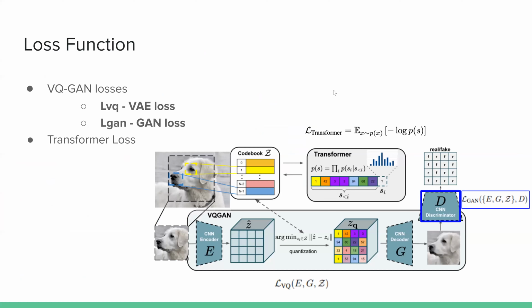Okay, I'm going to talk about the loss function. This is the architecture that Mehdi explained. We see that it has three parts: the VQ-VAE architecture, the GAN, and the transformer. Each one is associated with some loss. This part is the VQ loss, the discriminator loss is like a GAN loss, and then we have a transformer loss associated with it.